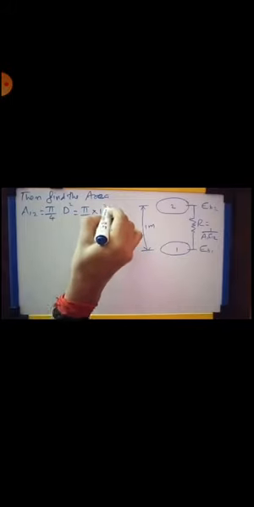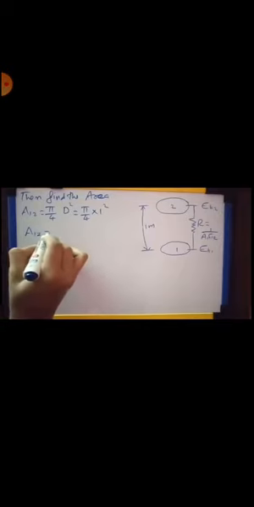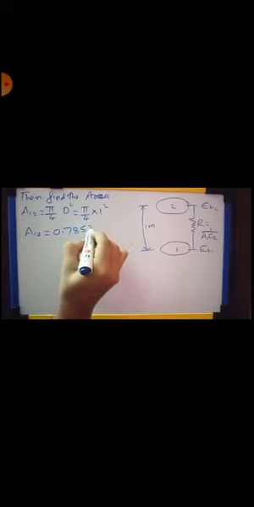Next, we have to find out area. A1 is equal to circular disc, therefore area is equal to pi by 4 d square. Diameter is given as 1, therefore pi by 4 into 1 square, which is equal to 0.78539 meter square, which is the area.